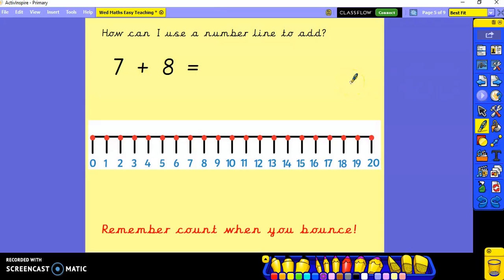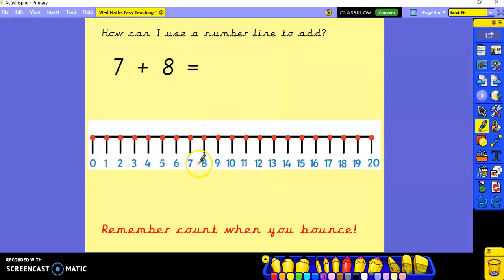Next question. How can I use the number line to add the numbers 7 add 8? Now you could start on the number 7 and add 8 bounces along, or you could swap it around and start on the number 8 and add 7 bounces. It will give you the same answer. It is up to you which way round you decide to do it. So pause it here so that you can have a go at working out the answer yourself.